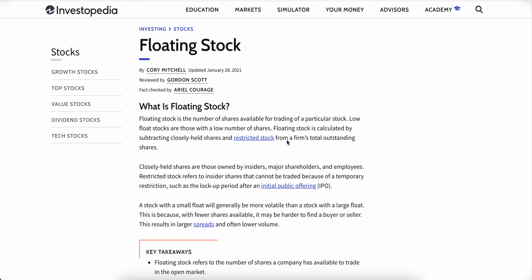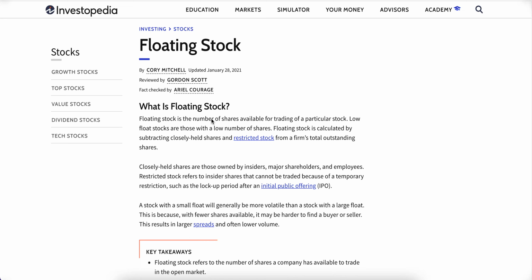Previously we talked about outstanding shares and now we're going to be talking about float. And you may be wondering why there are two of those. Why do we have a float and outstanding shares? Why not just have one? There is a very important distinction, which we're going to be talking about in this video.